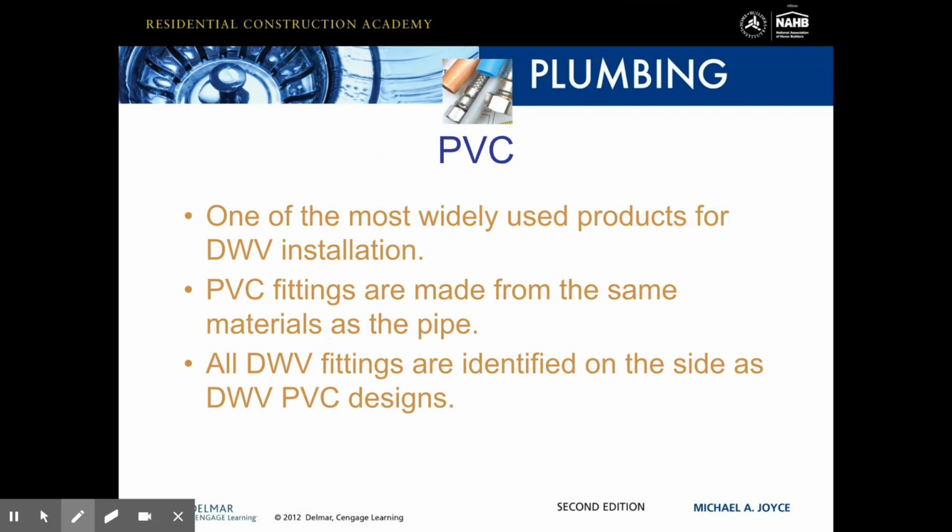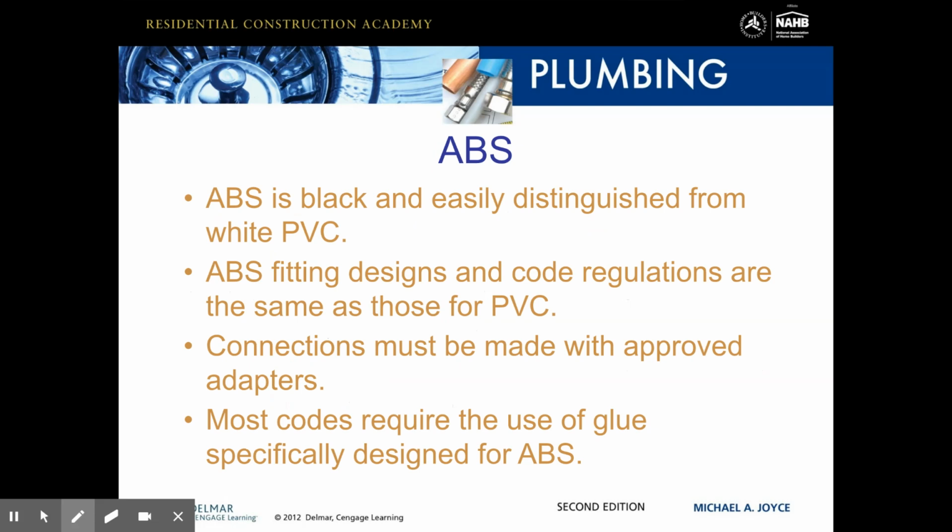One of the most widely used products for drain waste vent installation is PVC. PVC fittings are made from the same materials as the pipe. All DWV fittings are identified on the side as DWV PVC designs. ABS is black and easily distinguished from white PVC. ABS fitting designs and code regulations are the same as those for PVC. Connections must be made with approved adapters. Most codes require the use of glue specifically designed for ABS.